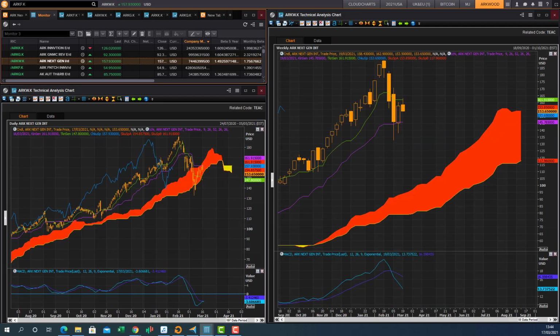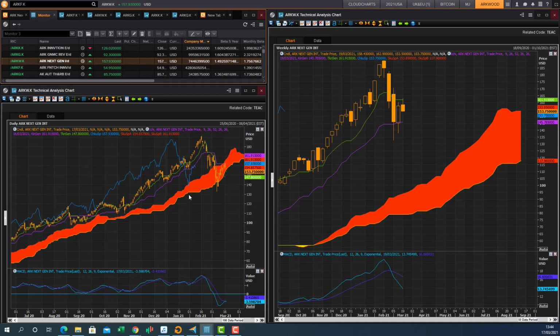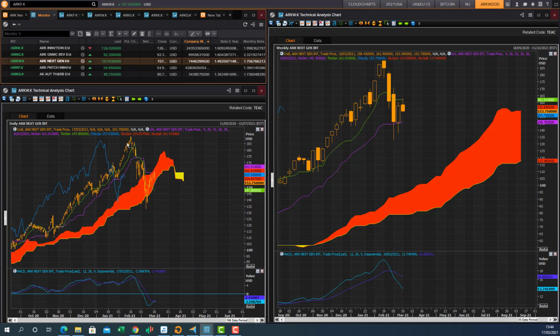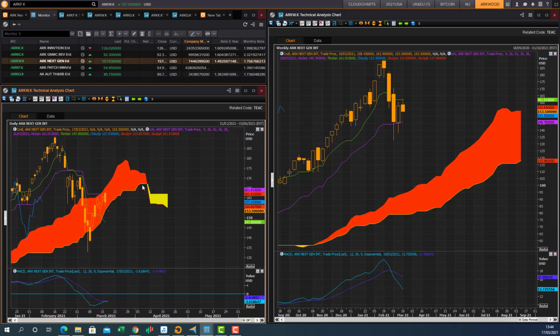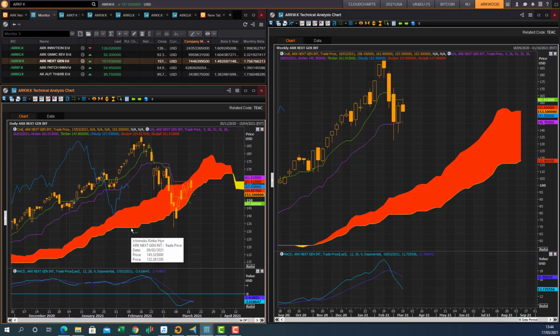Next one is the next generation internet ARK ETF, ARKW. This one is in a little bit better shape. It also had a pullback since the price became quite extended from the cloud. We had a lovely rebound here from all cloud chart support levels. Let me just zoom in here. You can see here very close to this bottom end cloud chart level.